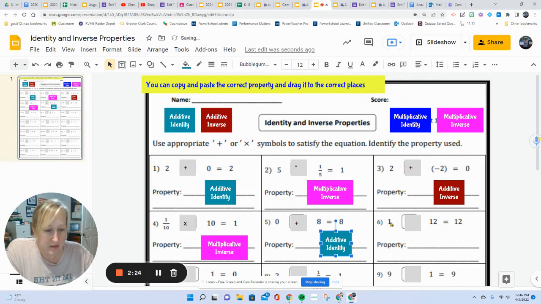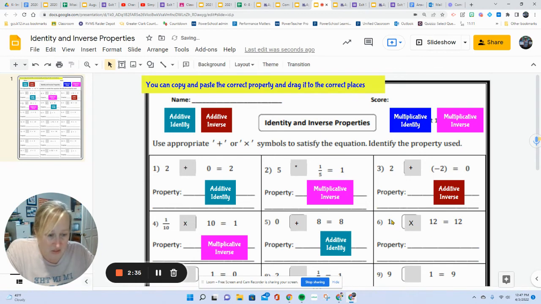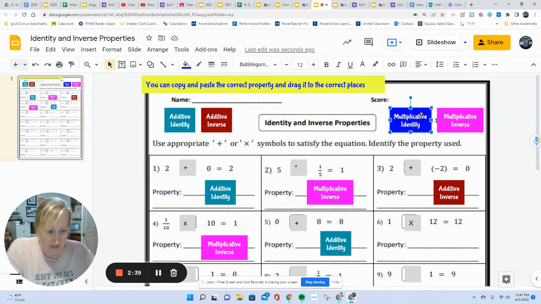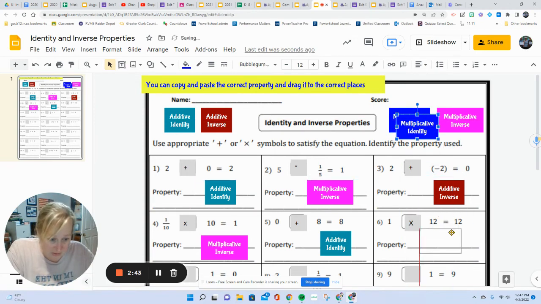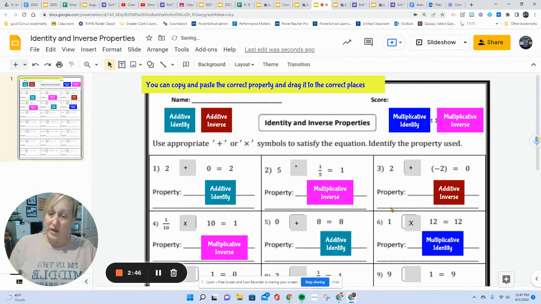Okay. This one is 1 blank 12 equals 12. So since I need to keep the same thing, that's a multiplication. So 1 times 12 is 12. It's keeping the same identity. So Control C, Control V. I'm going to put that down here. There you go. You guys are going to finish it.